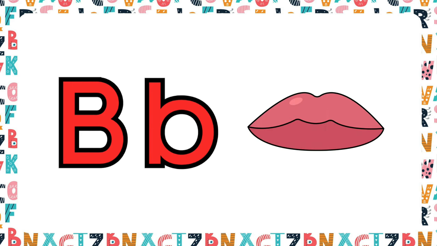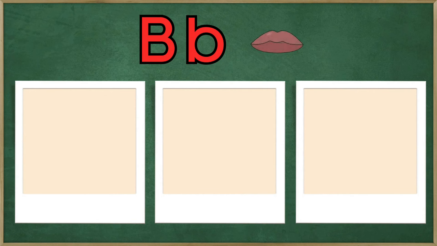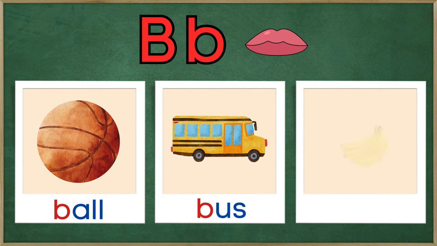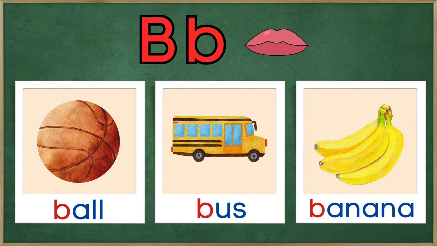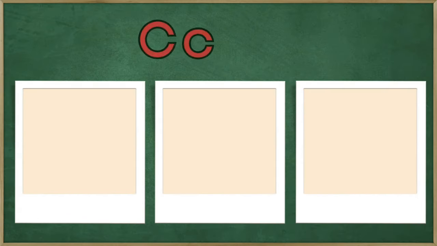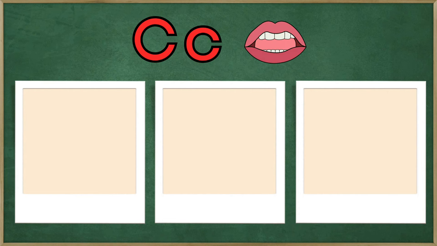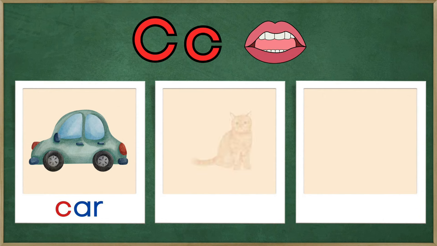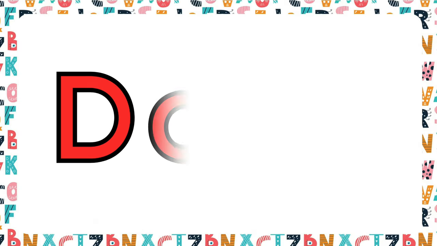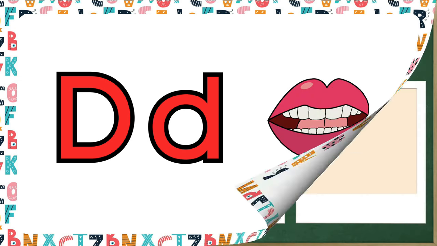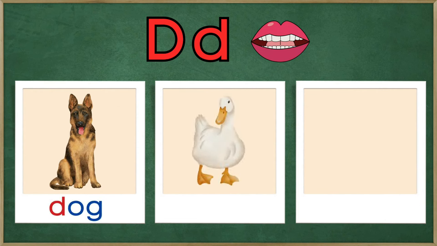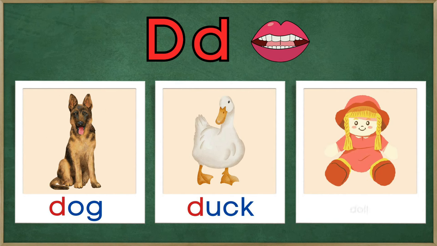B. B. Ball. B. Bus. B. Banana. Car. Cat. Corn. D. D. Dog. D. Dock. D. Doll.